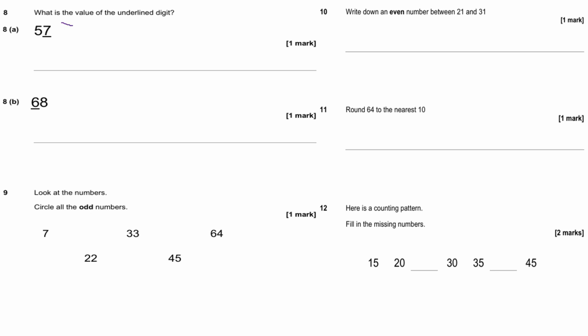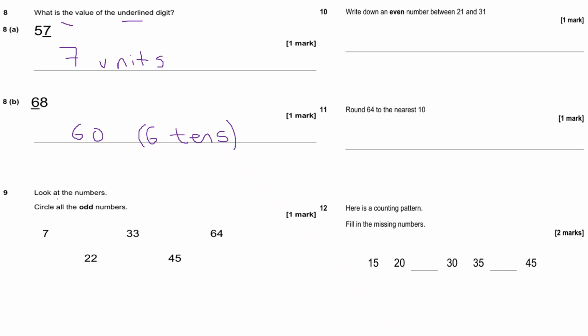Question 8. What is the value of the underlined digit? Well, 7 is in the units column, so it's 7 units. Next up, part B, we got 68. 6 is in the tens column, so it will represent 60. Or I can write it as 6 tens. Either answer would suffice, but the number 6 represents 60. They will of course accept that as well.